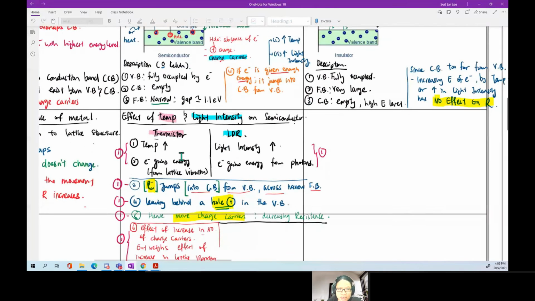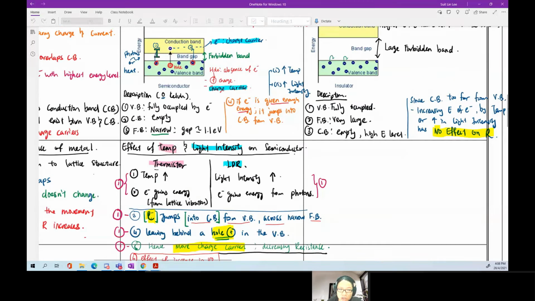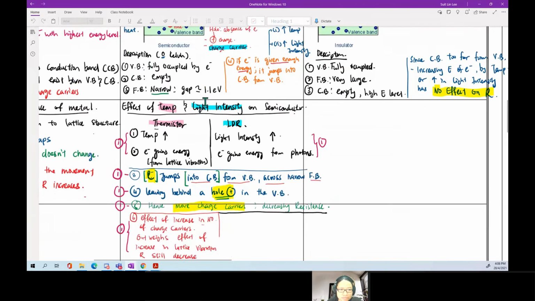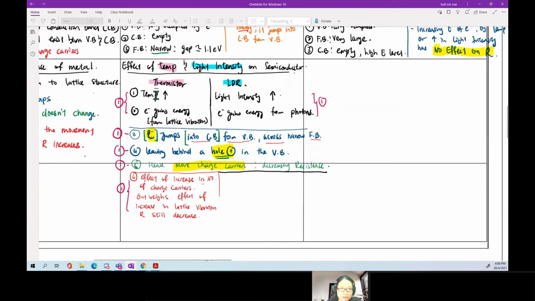Okay, so let's think about the semiconductor when we jump across the band gap first. For thermistor, temperature increases. For LDR, light intensity increases. The whole problem here is the electron doesn't have energy. So you want to give it energy, you increase temperature or you shine some light on it. Because we know when we shine light, the electron can receive it as energy. So the electron gains energy, and jumps into the conduction band from the valence band.